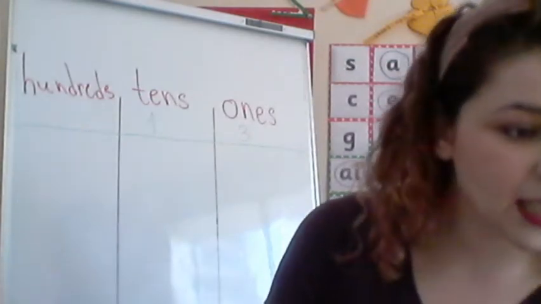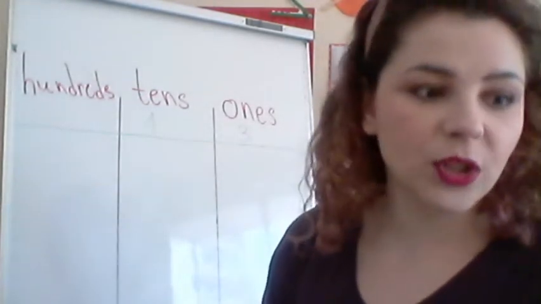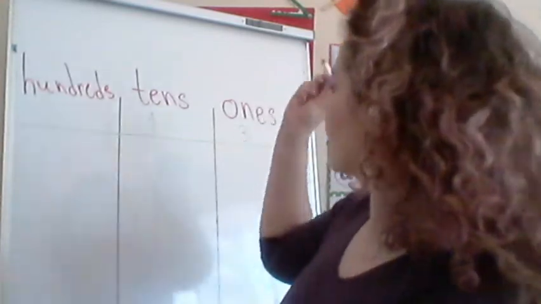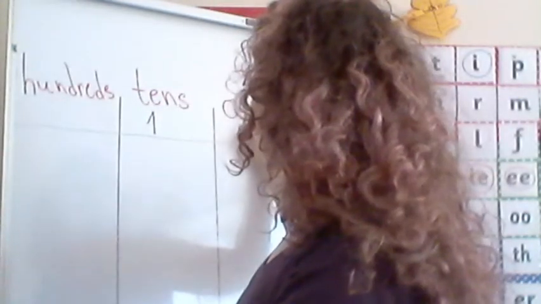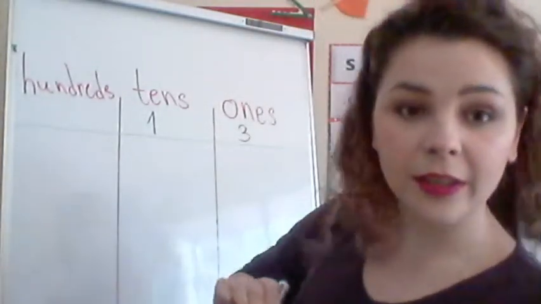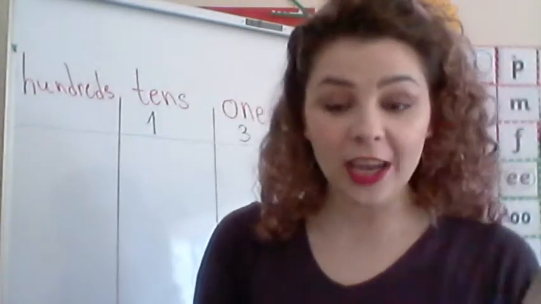Okay, so I can see that this 13 you can't see really well, so let me just try with a different colored marker. Maybe if I do it in black, you'll be able to see better. Yes, it looks much better. Okay, ready for the next number?